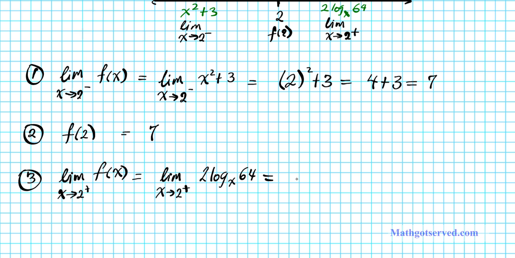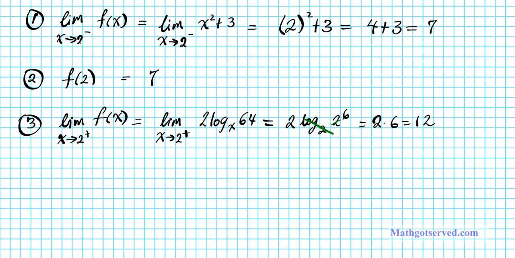And then we'll plug in 2 into the function. We have 2 log base 2 of 64. 64 can be written as 2 to the 6th power. Using properties of logarithms, these two cancel out, log base 2 and 2. And then we'll simply have 2 times 6, which is 12. So what conclusion can we draw here?